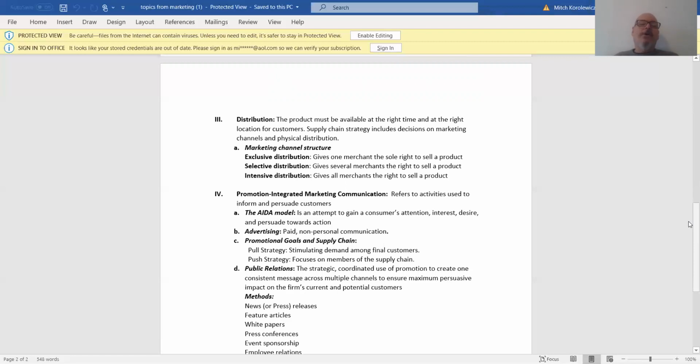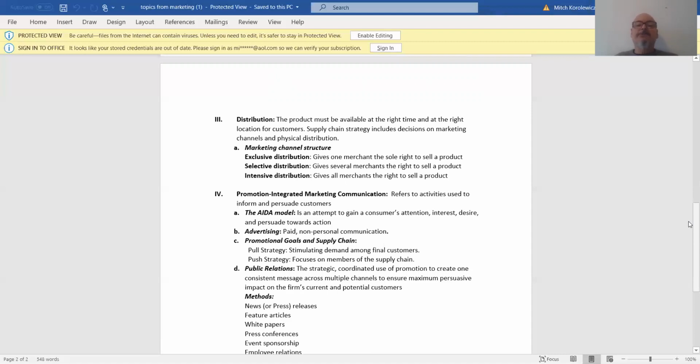And then the fourth part of the marketing mix, remember, is the promotion, integrated marketing communications. How do you get that message out there? It refers to activities used to inform and persuade customers. I'm talking about the AIDA model, right? Remember, the AIDA model is an attempt to gain a consumer's attention, interest, desire, and to go ahead and persuade towards action. There are different ways to get your information and your message across.